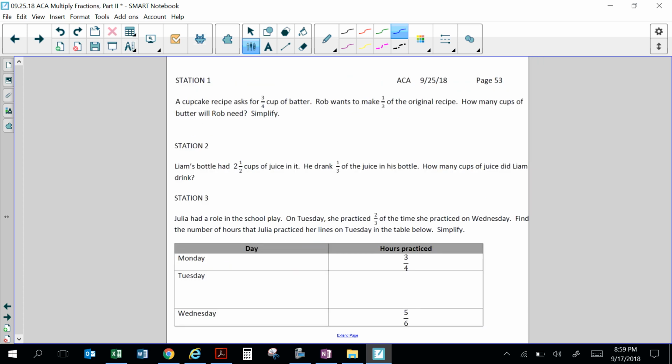So what you're going to be doing now is working through 6 stations with your partners, answering these. But because this is a video, we will work it together. A cupcake recipe asks for 3/4 cup of batter. Rob wants to make 1/3 of the original recipe. So he doesn't want to make the whole thing. He just wants to make part of it. So 1/3 of 3/4 means I need to multiply 1/3 times 3/4. That would be 3/8. If you want to, you could draw it.